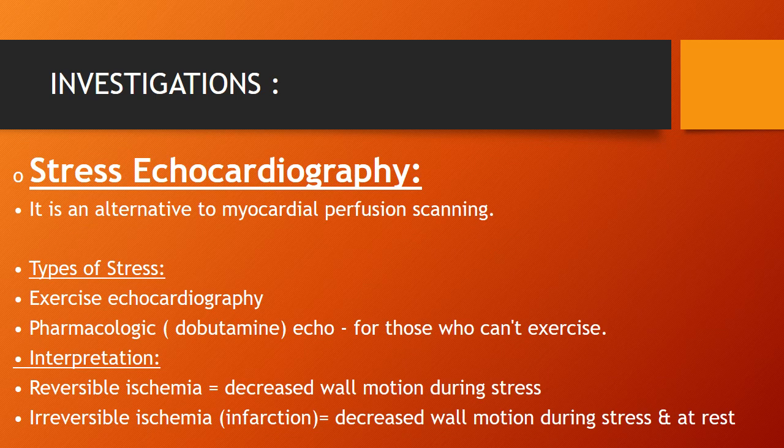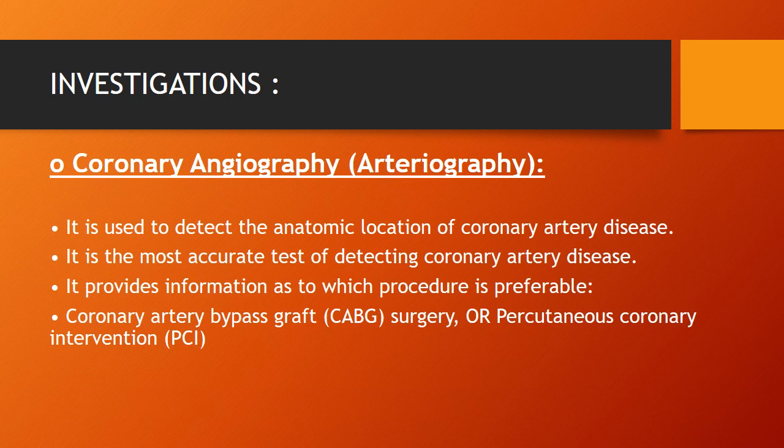and in case of irreversible ischemia or infarction, there will be decreased wall motion during exercise as well as at rest. Coronary angiography is another investigation, and it is the most accurate test for detecting coronary artery disease. It will detect the anatomical location of coronary artery disease, and it provides information as to which procedure is preferable, either CABG or PCI.